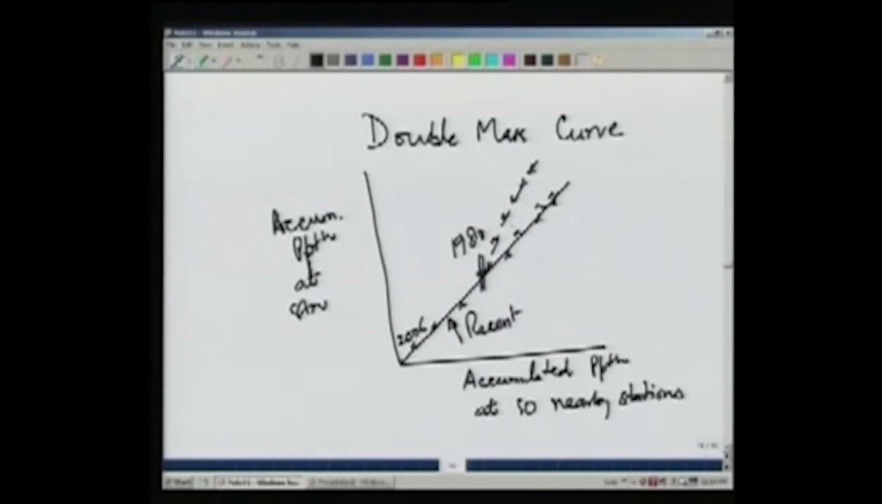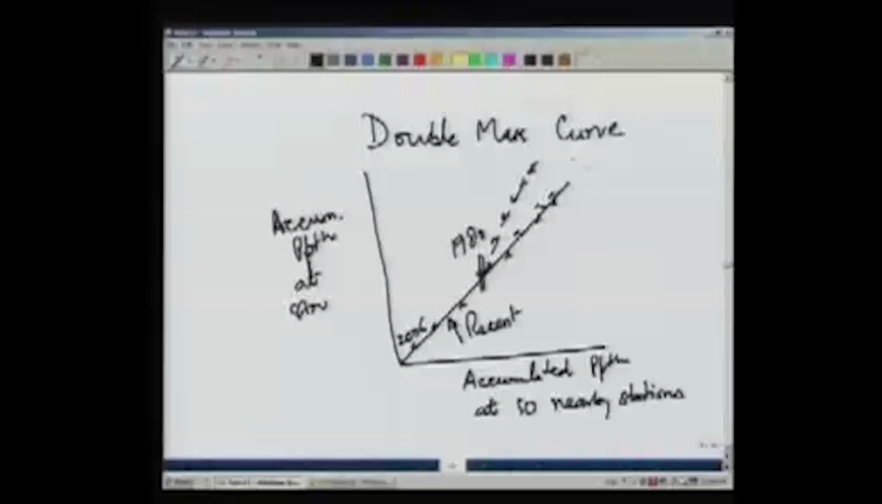Either before 1980 the gauge was at a different location and then it was shifted, or there was some change in the precipitation pattern because of some natural factors. For example, there may be a lot of vegetation which was removed. So there could be a number of factors causing this behavior, but any inconsistency in data can be detected by the double mass curve analysis, by plotting accumulated precipitation at one station versus accumulated precipitation at a few nearby stations.